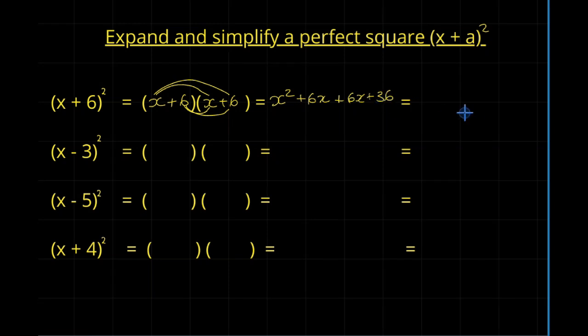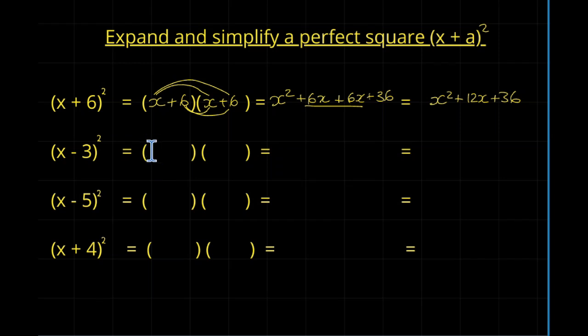Now that's the expand part. Now we simplify because we can bring these two terms together. So we've got x squared plus 12x plus 36. Notice we do get the 12x term in the middle. I've seen so many students write x squared plus 36 as their answer. That's just from looking at this and saying x squared and 6 squared is x squared plus 36.